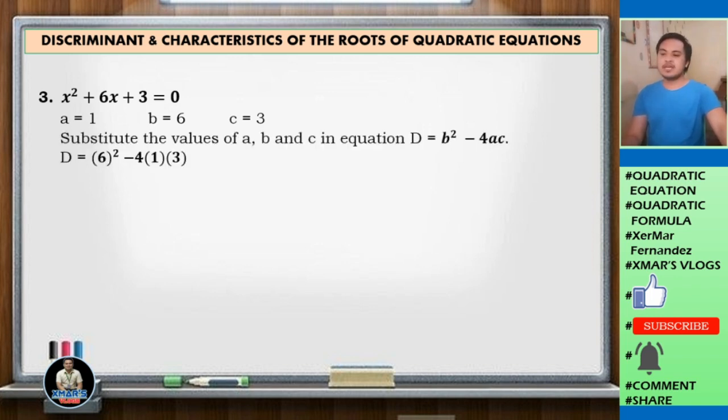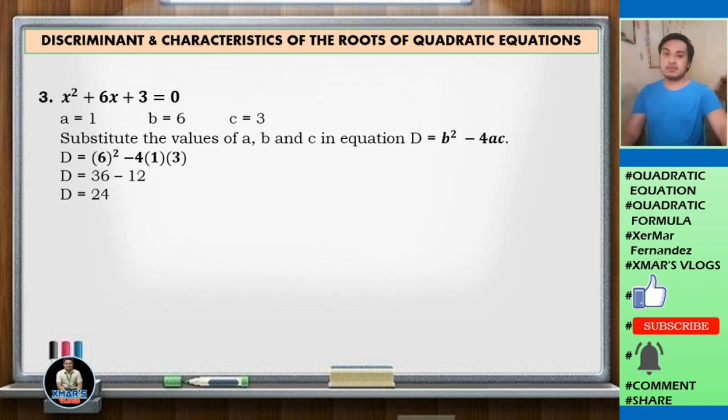We have d equals 6 squared minus 4 times 1 times 3. And 6 squared is 36. And negative 4 times 1 times 3 is negative 12. So we have d equals 36 minus 12. And that is d equals 24. So here, our discriminant is greater than 0, but not a perfect square.